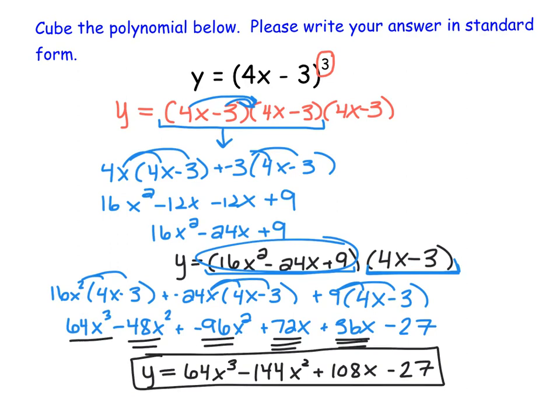So as I said, cubing is just like squaring. You just write things out 3 times instead of 2, and then from there you use what you know about multiplying multiple polynomials. You just multiply them one at a time from left to right.